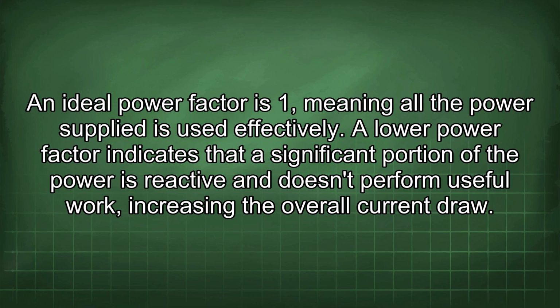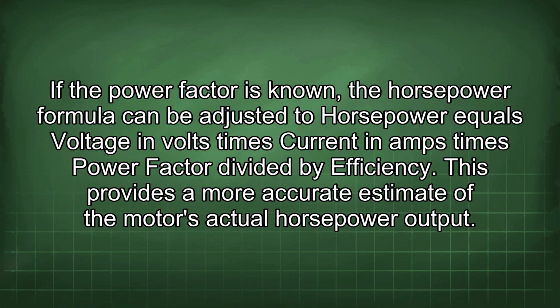A lower power factor indicates that a significant portion of the power is reactive and doesn't perform useful work, increasing the overall current draw. If the power factor is known, the horsepower formula can be adjusted to horsepower equals voltage in volts times current in amps times power factor divided by efficiency. This provides a more accurate estimate of the motor's actual horsepower output.